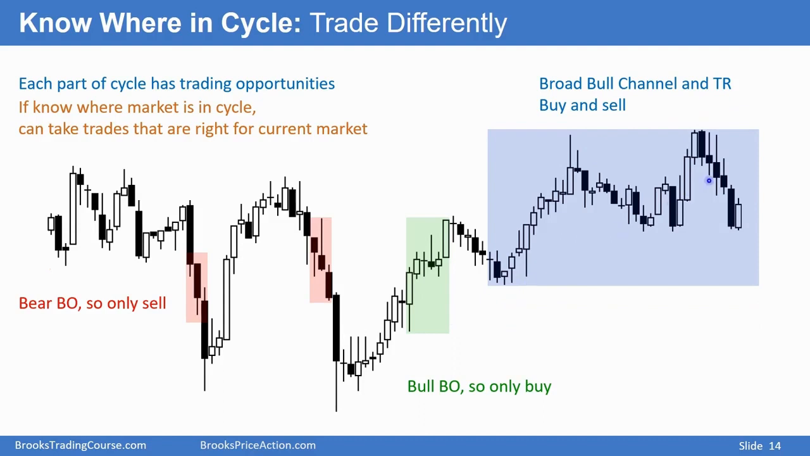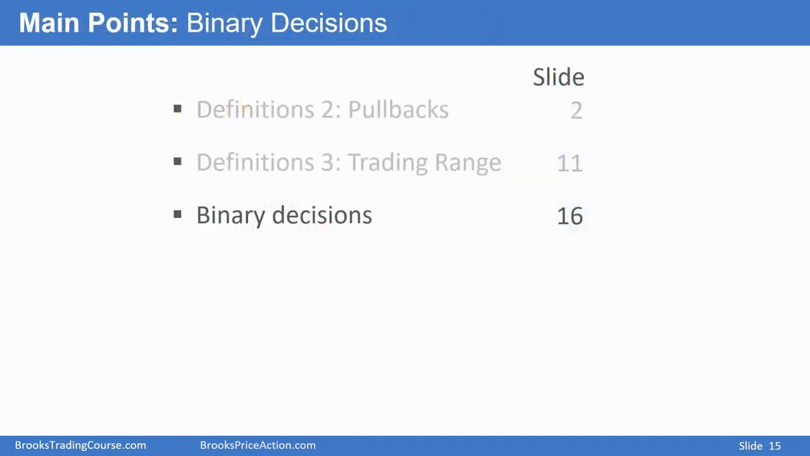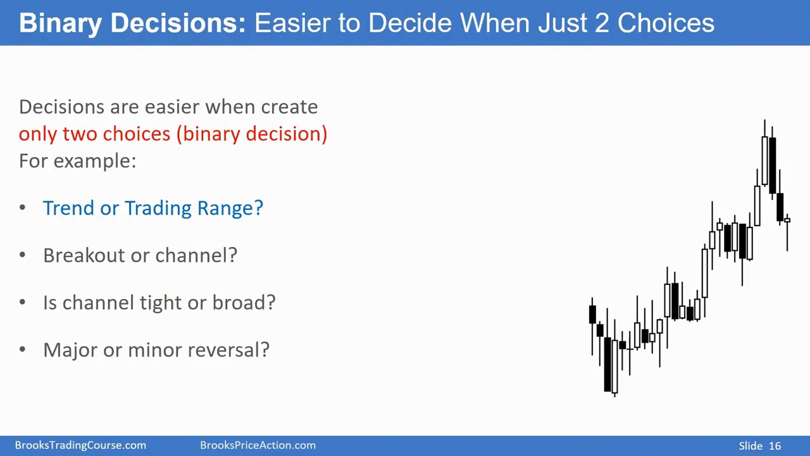This is still a bull channel. We're getting higher lows and higher highs, but it's also in a trading range. I mentioned that a lot of times it's easier to make decisions if you structure the decision as a binary decision. Binary means 2. You want to give yourself just 2 choices. So for example, you look at a part of the chart right here and you ask yourself, first off, is it a trend or a trading range? And if it's a trend, is it a channel or a breakout?